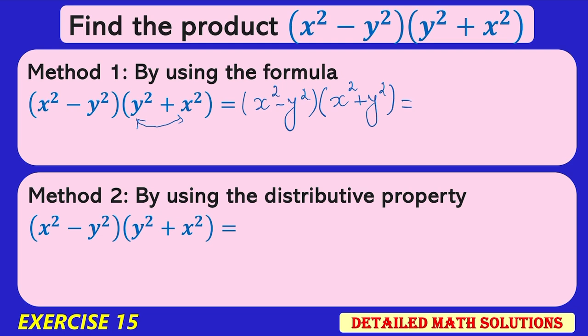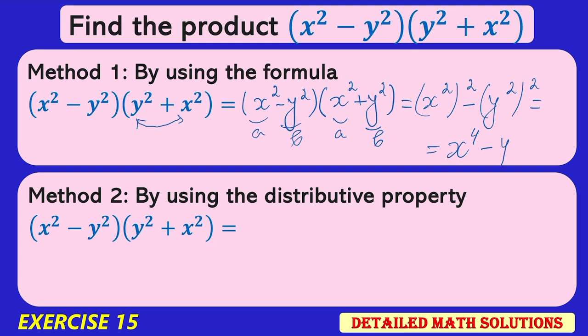When I apply the formula, I have x squared in parentheses squared minus y squared in parentheses squared, which equals x to the fourth power minus y to the fourth power.